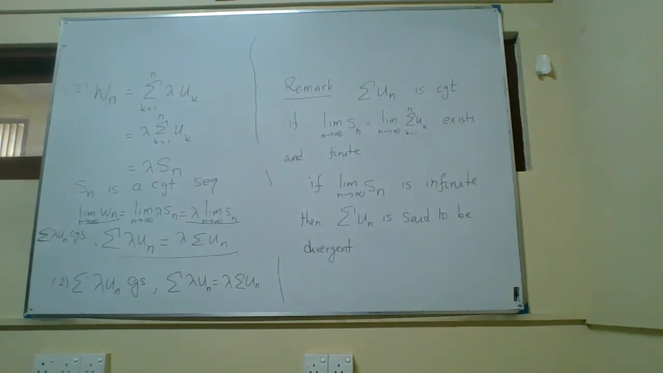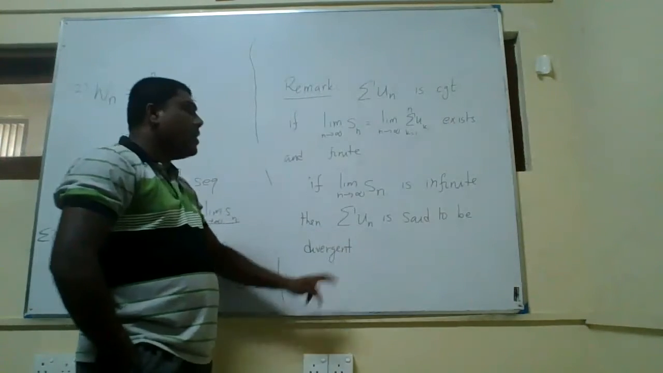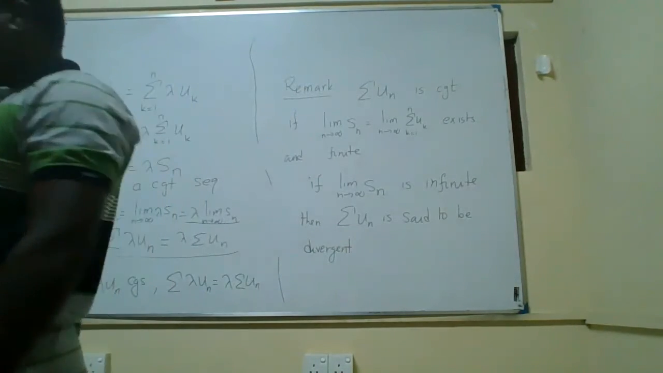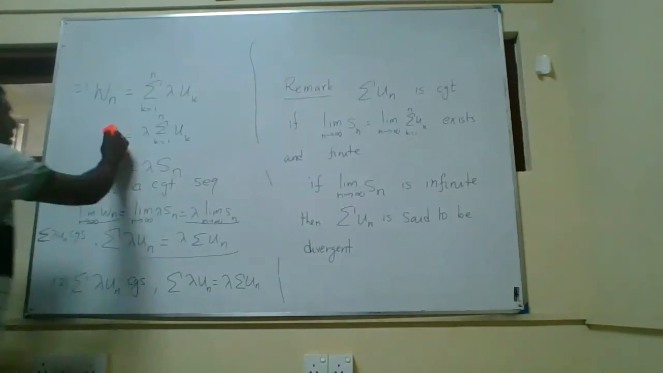So what will happen when the limit of the sequence is infinite, that is plus infinity or minus infinity? In that case, we call that series a divergent series. The opposite of convergent is divergent. So if the limit of the partial sums is infinity, both plus infinity and minus infinity, then we say that the series is divergent. Now we will see an example of a divergent series as well.